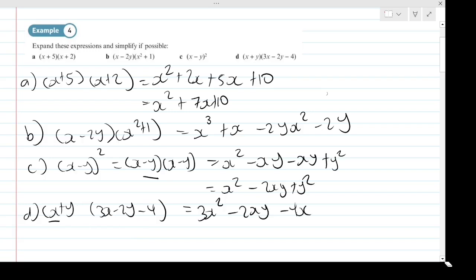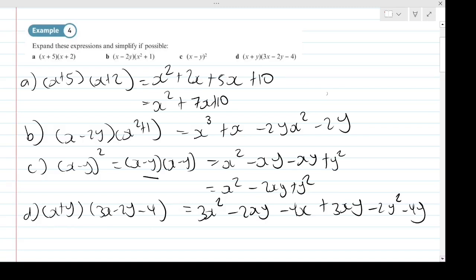Okay, cool. And then I'm going to do the exact same with the y. The next term in the first bracket, y, and then we do the same, times by every single term in the other bracket. So then I'm going to have y times 3x, which is going to be plus 3xy. Then I'm going to have y times minus 2y, that's going to be minus 2y squared. And then I'm going to have y times minus 4, that's going to be minus 4y.